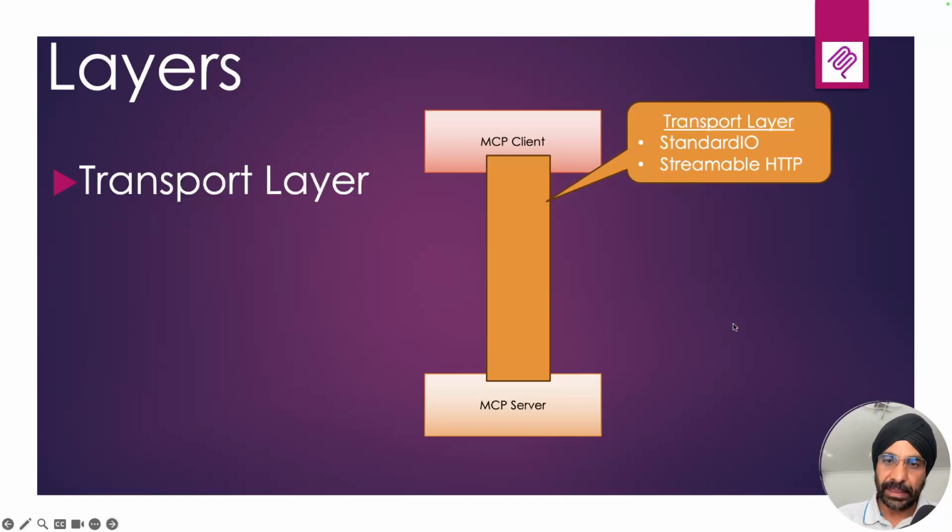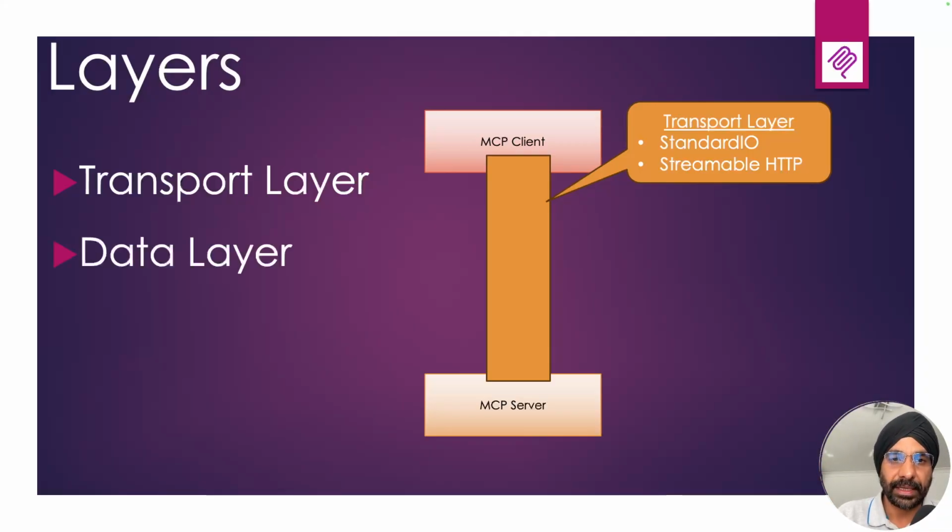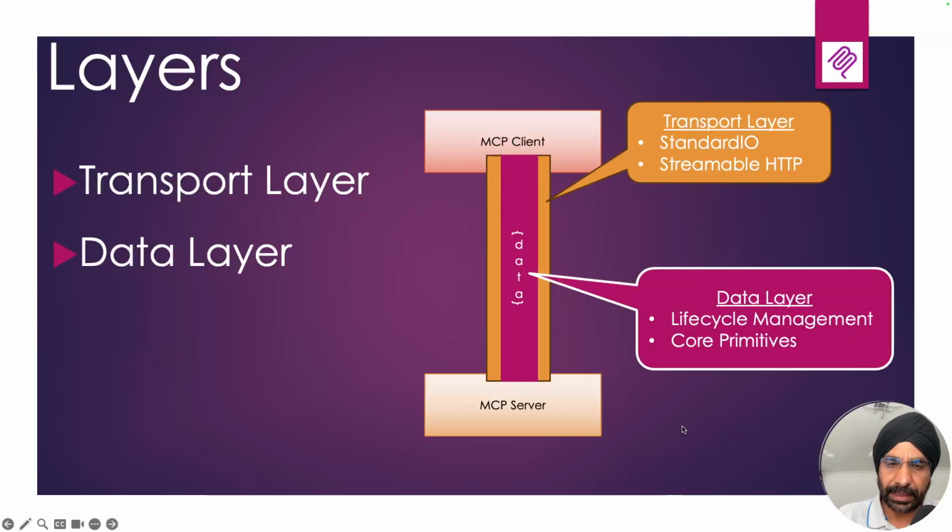Now, the second thing which we need to understand is the data layer. So conceptually, the data layer is the inner layer, while the transport layer is the outer layer. Okay, so transport is maybe TCP/IP level, or on top of that HTTP level or standard IO level, and then inside that you have something called the data layer. Let's try to understand what the data layer is. It defines the JSON RPC 2.0 based protocol for client server communication, including lifecycle management and core primitives such as tools, resources, prompts, and notifications.